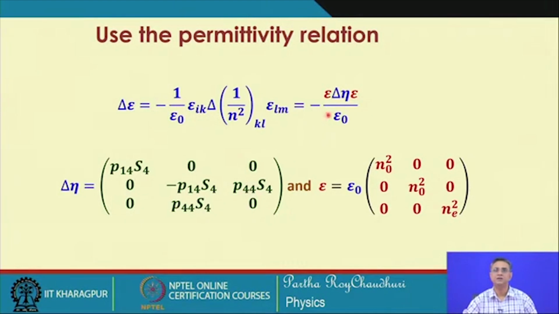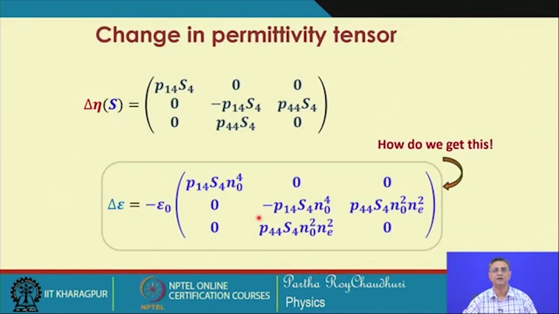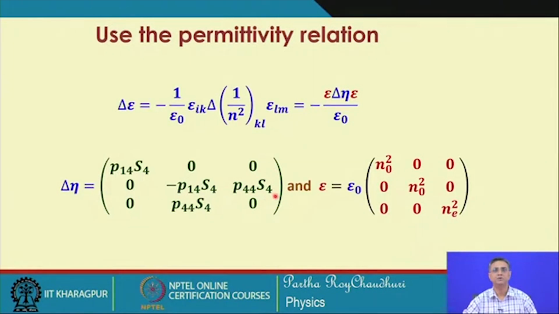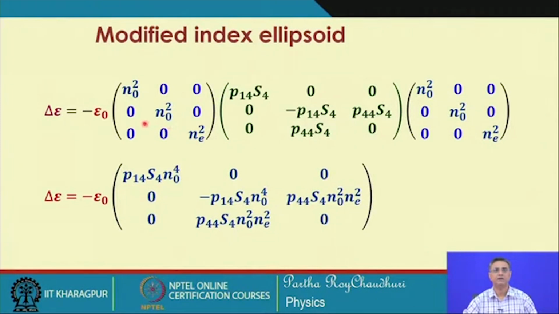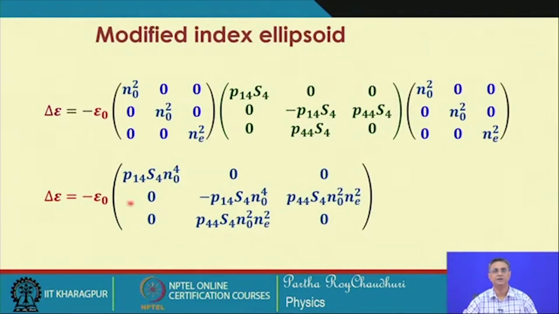So, if we evaluate this expression, delta eta is already known to us from here, and then we post- and pre-multiply with this permittivity matrix, this one and this one. This results in this multiplied by 1 by epsilon naught. So, epsilon naught will appear twice, so it will be squared, and there is 1 in the denominator. As a result, we will get the change in the permittivity in this form.